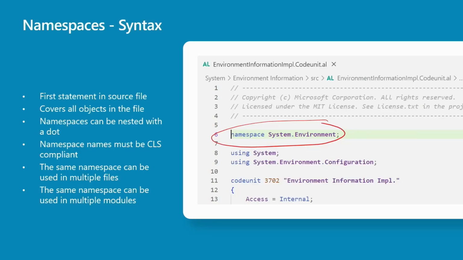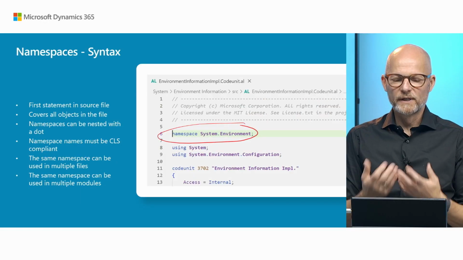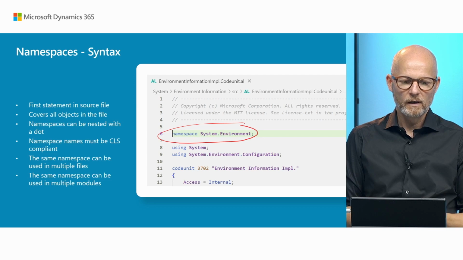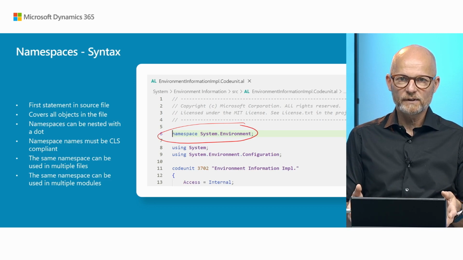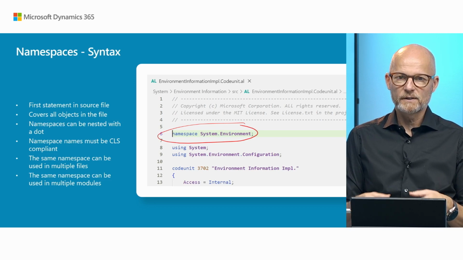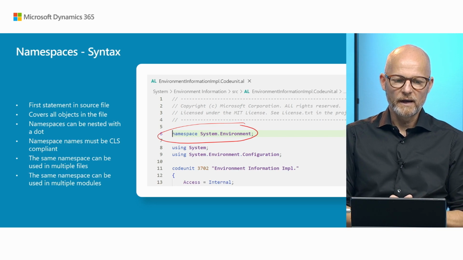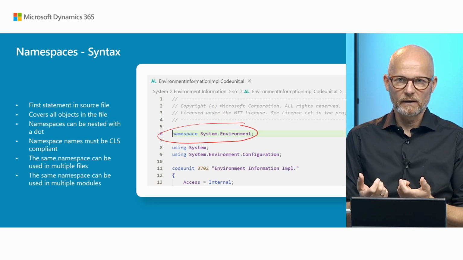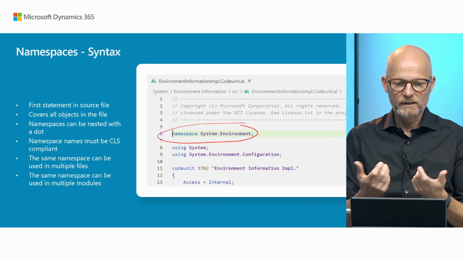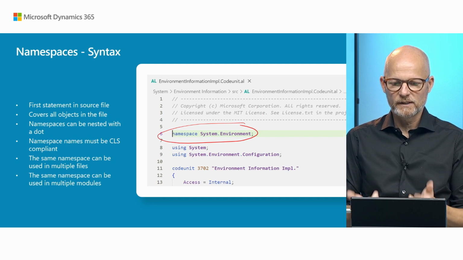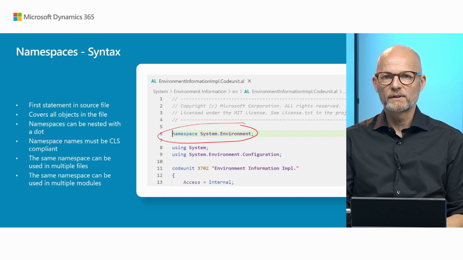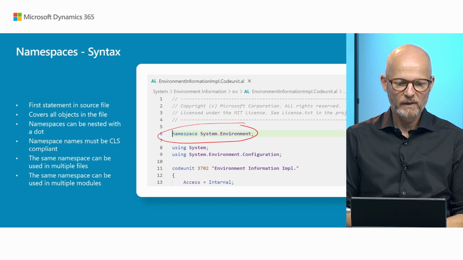And I can deploy this if I want to. So namespace is the syntax, as I already said. This has to be the first real statement in a source file. It covers all the objects in the file. You can only have one namespace per file. And you can nest namespaces in the declaration, which means that in this case, it's the namespace system.environment, where environment is a sub-namespace of system.